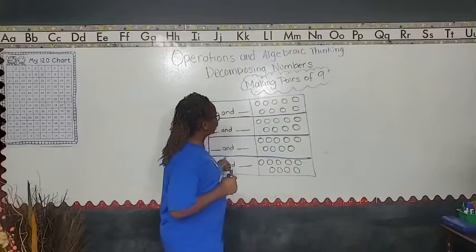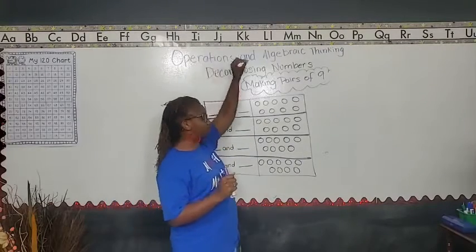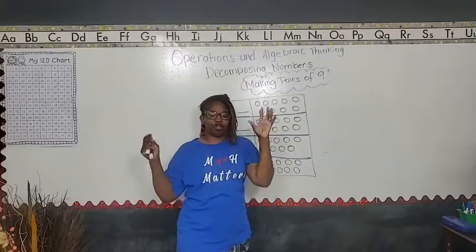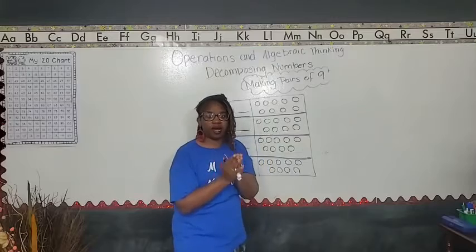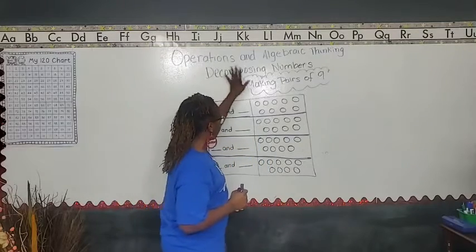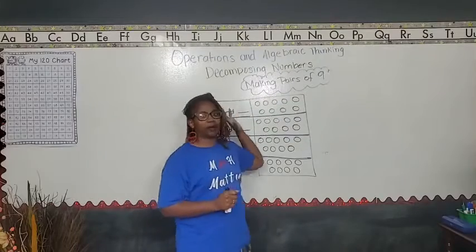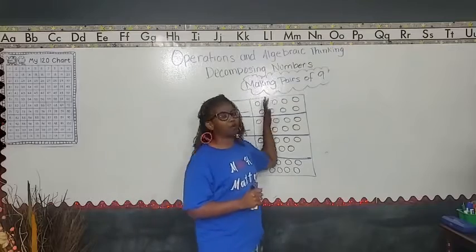All right, so today we are coming from the Operations and Algebraic Thinking Standard. So this is a lesson specifically for my kindergartners, okay? Those students that are decomposing numbers and making pairs. So today we're going to be making pairs of the number 9.